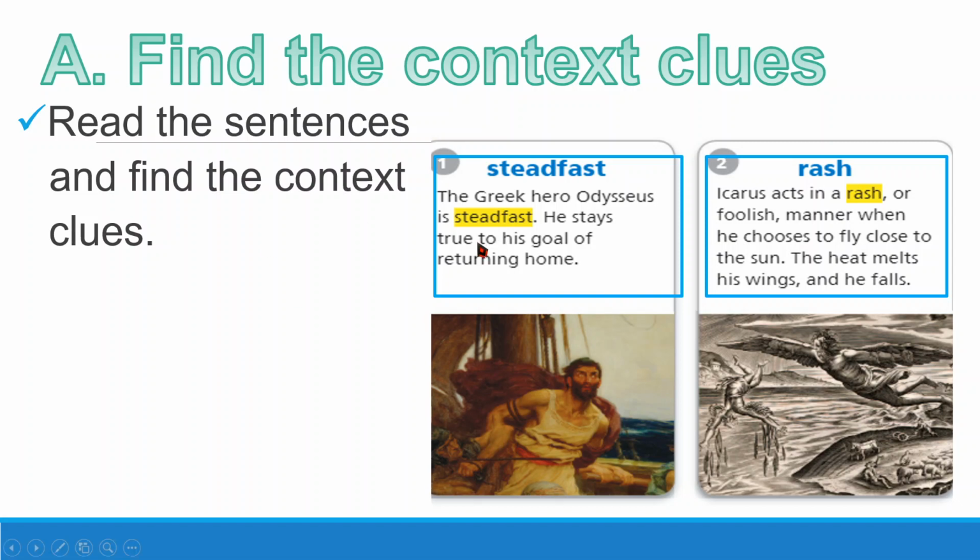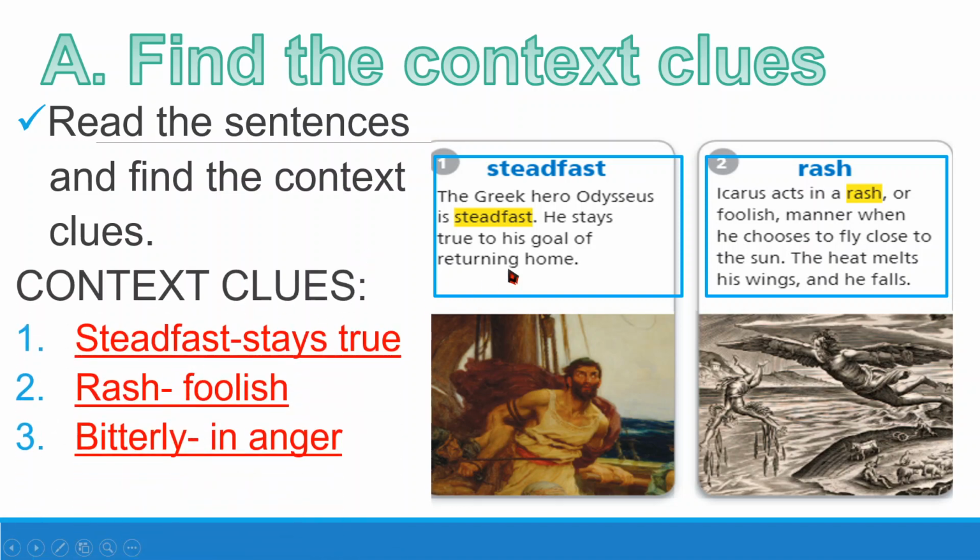If you're done answering, let's go to the context clues. For number 1, steadfast: stays true. The words stays true give us the meaning or definition of steadfast. For rash, it's being foolish. And finally, you cannot see it here, but I'm adding another one. You can read it in your book right now. Bitterly: bitterly in anger. The context clue is in anger.